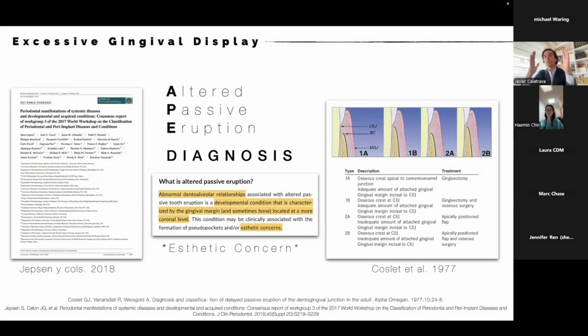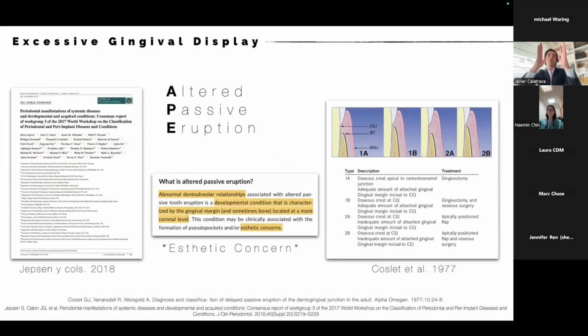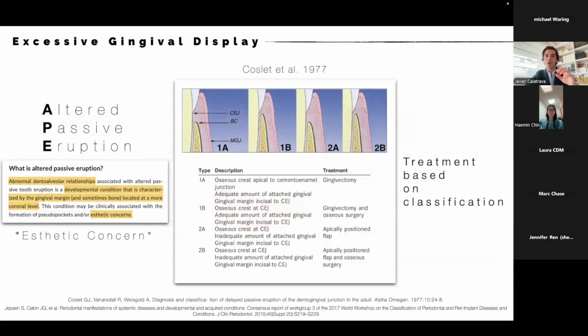So when the tooth erupts, we have the active eruption first, in which the tooth goes through the gums to find its contact, and then the gum and the bone are slightly above the CEJ. However, when the tooth finally reaches its contact, then the gum and the bone recede to their natural position, and that is called passive eruption. And if that doesn't happen, is when we have altered passive eruption. So based on this classification from Coslet and coworkers in 1977, we can classify the types of altered passive eruption.